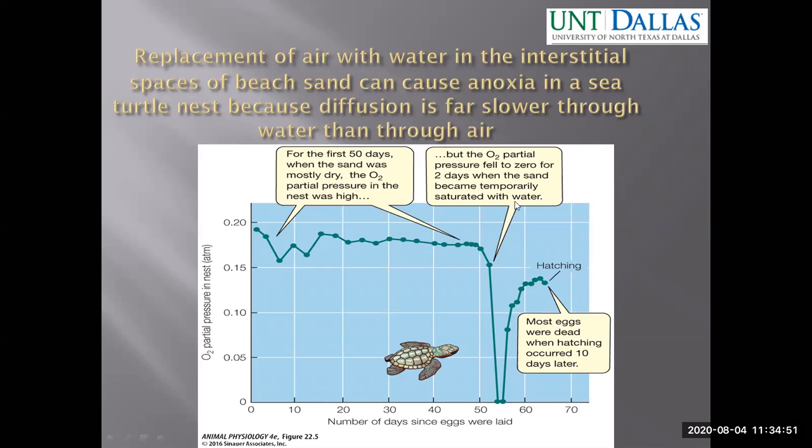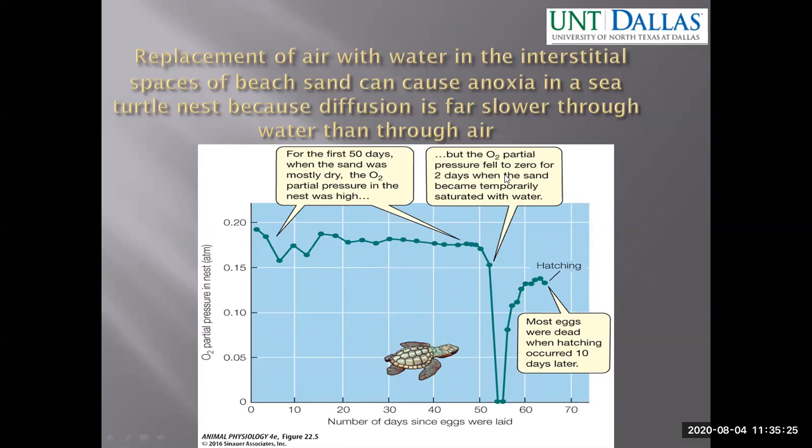At the time of hatching, most eggs were dead when hatching occurred 10 days later. That means they didn't get enough oxygen. For the first 50 days, when the sand was mostly dry, the oxygen partial pressure in the nest was high. You can see here the y-axis represents the partial pressure of oxygen. So for the first 50 days, the partial pressure was good. It was increasing, so they had good oxygen concentration.